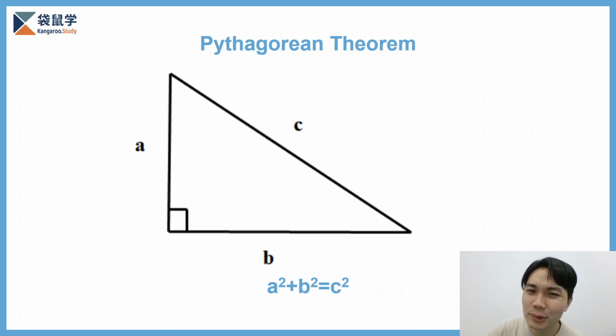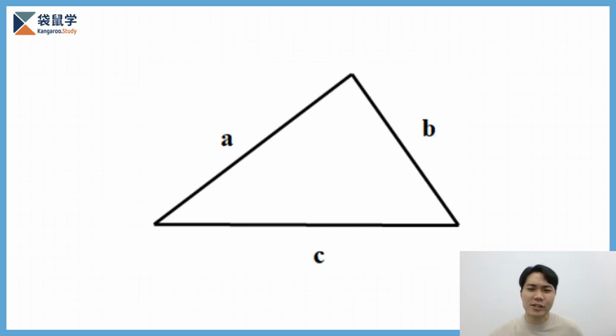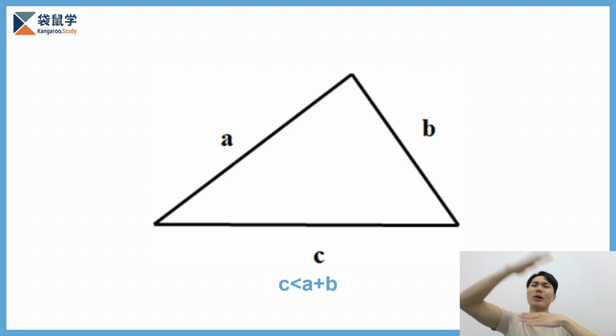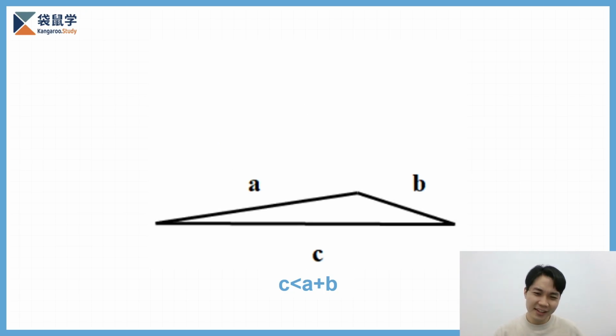Now we move on to the last piece of knowledge that we need for this question. If I have a triangle ABC, and this time I never said it's a right angle, any triangle ABC, what can I say about the relation between the length of C and the sum of the lengths of A and B? Which one is longer? You will see that C will be shorter than A plus B. Now, if I start to squash this triangle like this, is it still true?